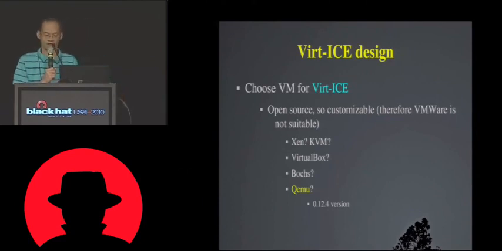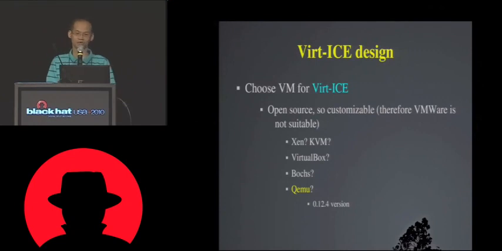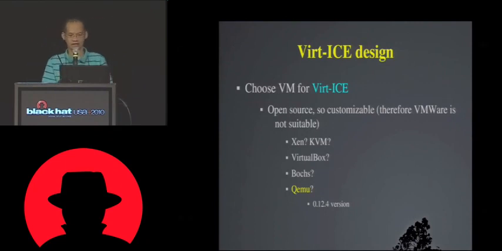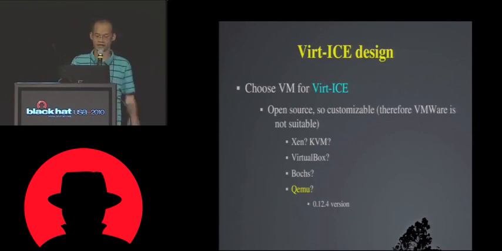Therefore, software like VMware is not suitable. So there are a few choices. Xen and KVM are not good. Why? Because those virtual machines run most instructions directly on the CPU. If you want to instrument every instruction, you need to run the CPU in single step mode, or you need some very weird trick to intercept every instruction. That makes the virtual machine very slow. So Xen and KVM are not good because they are too slow.